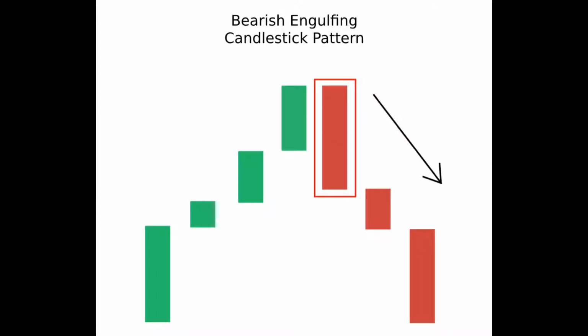The second candlestick pattern formation is the bearish engulfing candlestick pattern. And this is going to be the opposite of the bullish engulfing candlestick pattern. And as you can see, as the name suggests, there is a bearish candlestick engulfing or totally covering a bullish candlestick.